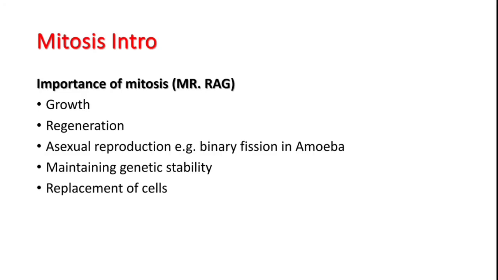Replacement of cells. Mitosis is important for what? Replacement of cells. So if you cut yourself, there'll be some cells that are going to be displaced. There'll be damaged cells. Those damaged cells will have to be replaced. If you've got a wound, you've been injured, there are some cells that have been displaced there, and they have to be what? Replaced. They are going to be replaced by the process of mitosis.